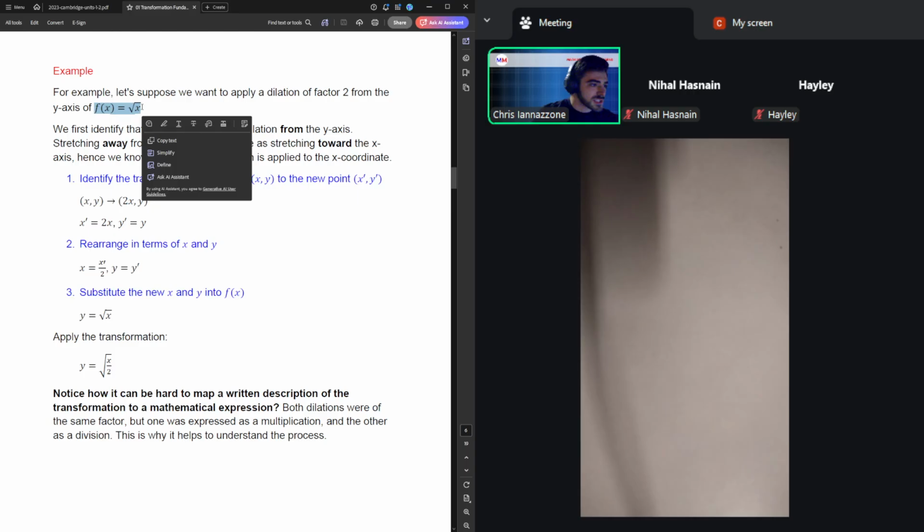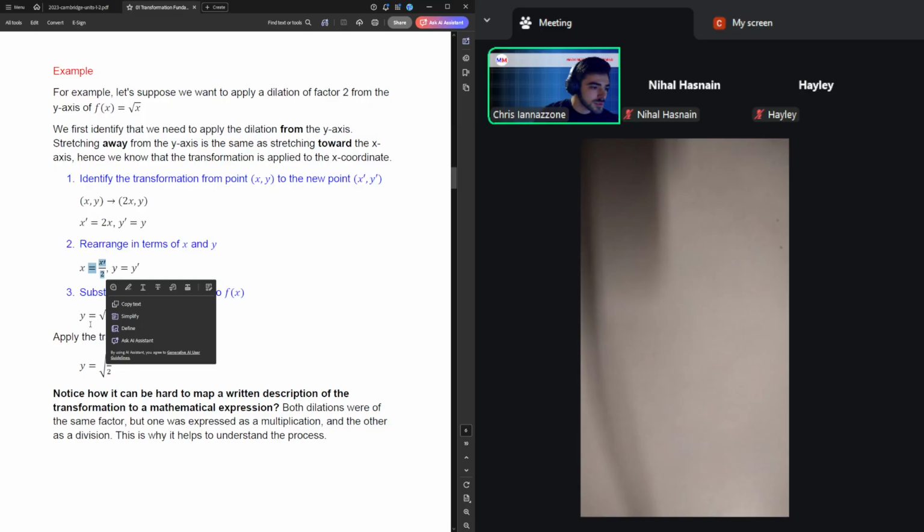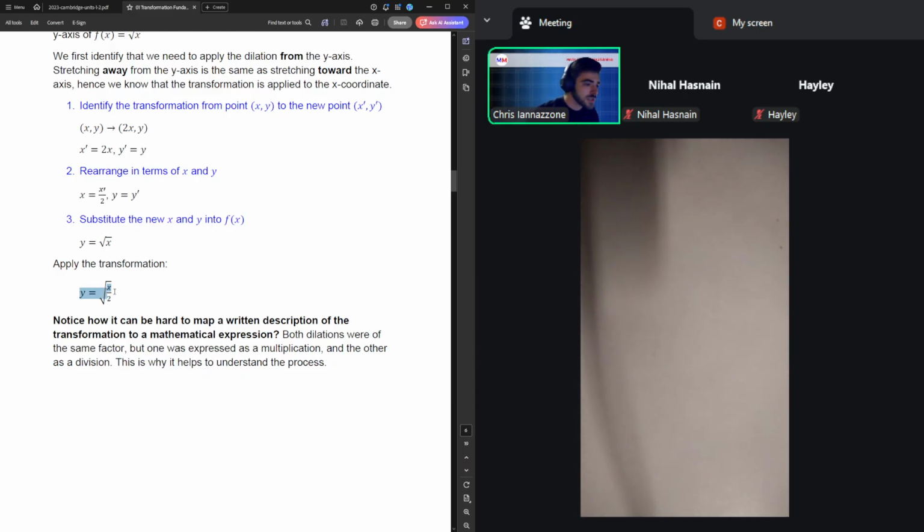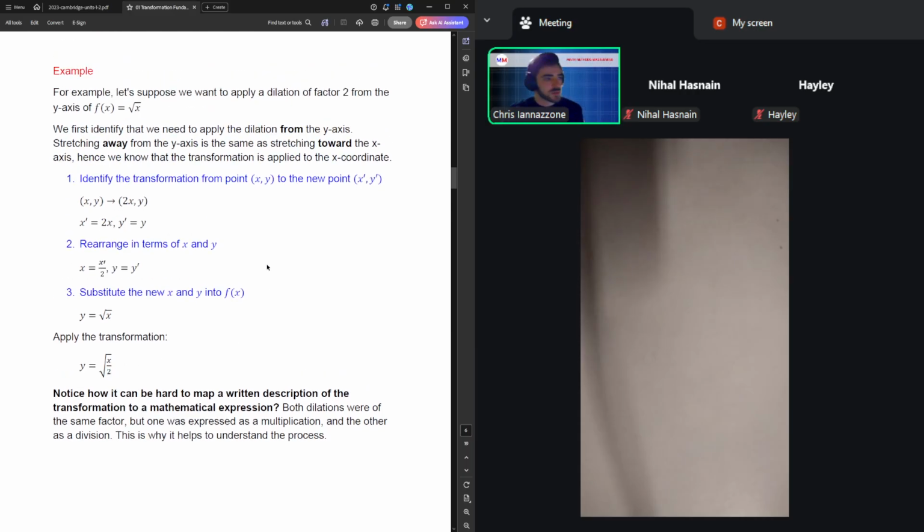Again, very similar example, square root function, dilate factor of 2, but we're doing it from the y or along the x. The 2 goes on the x, rearrange, and now we're replacing the x with x over 2. Once again, we see it appears as a division rather than a multiplication. So when you look at this function here, you say, this therefore has a dilation factor of 2 from the y, or along the x.